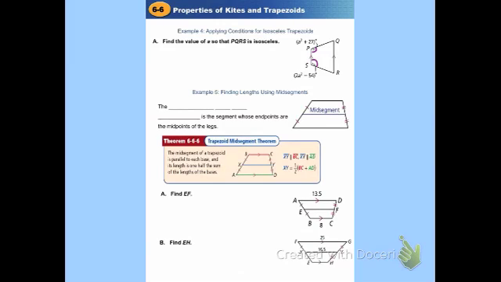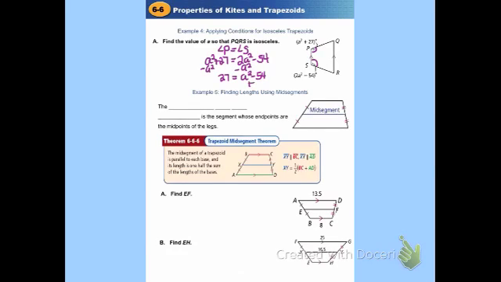So that's what I'm going to do. I'm going to set angle P equal to angle S and find out the value that would actually make them equal. So angle P is A squared plus 27. Angle S is 2A squared minus 54. And I'm going to go ahead and solve that. First thing I'm going to do is subtract A squared from both sides. And that actually leaves me with just A squared minus 54 on this side.